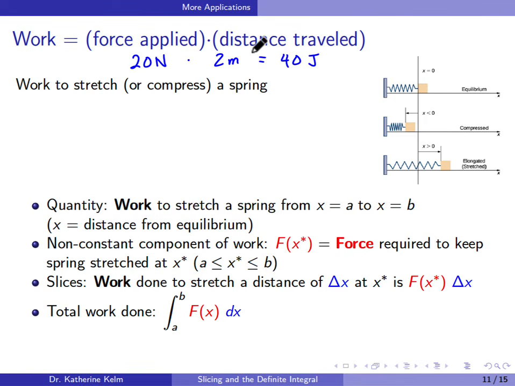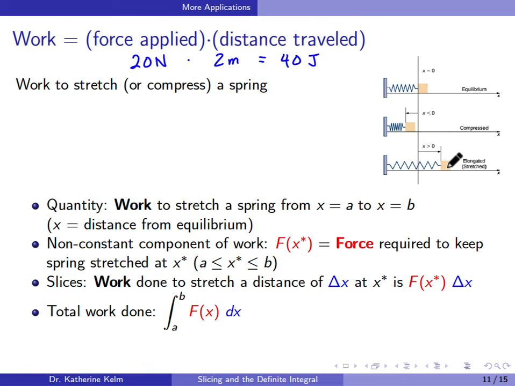However, if the force and or the distance is not constant, then we will need to slice to get the work done. For example, the work done to stretch or compress a spring. A spring has a natural equilibrium length, which we call x equals 0. If we compress the spring, then we are shrinking the length of the spring by a value of x, which is a negative value. Or if we stretch the spring, then we are stretching the spring by x units, where x is positive.